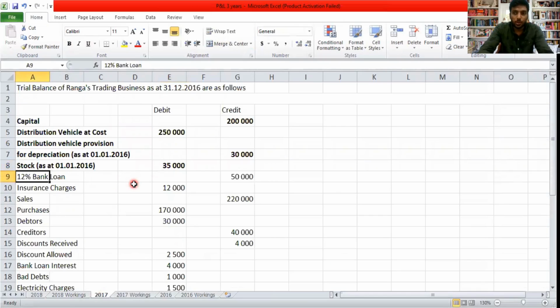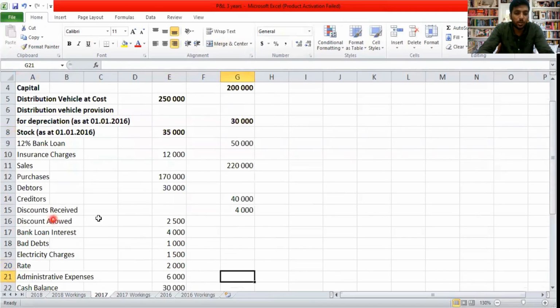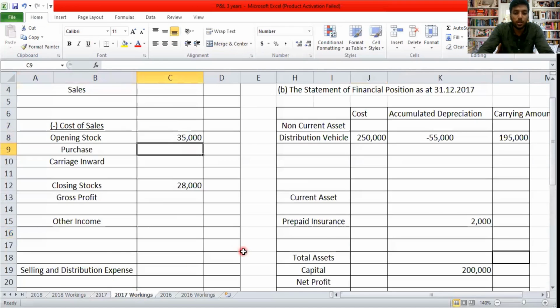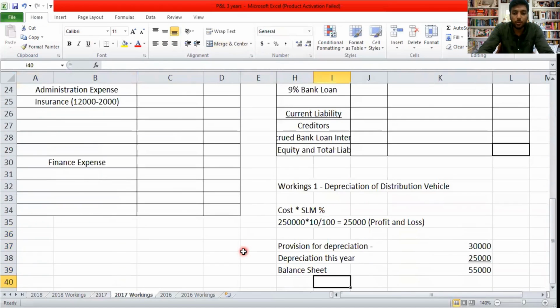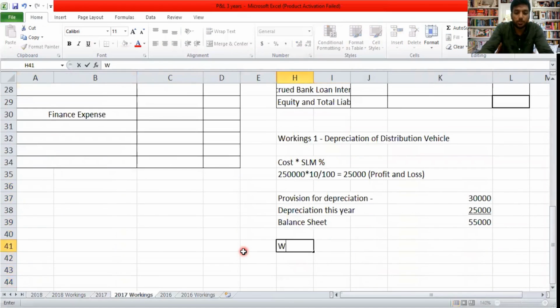12% bank loan. Now always remember there's a working under bank loan, as I already explained in the last sum also. 12% bank loan 50,000. Now how much have they paid? We need to see bank loan interest they have paid is 4,000. But actually 12% is more than 4,000. So let me find 12% first of all. I'll move on to working number 2. It's always better if you can give a working. So this is bank loan interest.